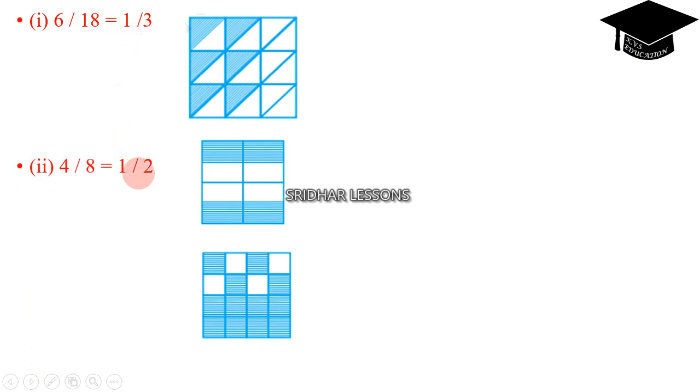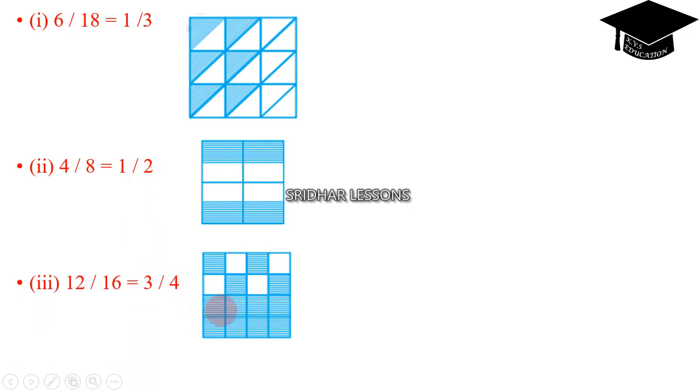For the next one, totally how many parts? 1, 2, 3, 4, 5, 6, 7, 8. 8 parts, in which 4 parts were shaded if you observe. 1, 2, 3, 4. So 4 by 8, this is equal to 1 by 2.